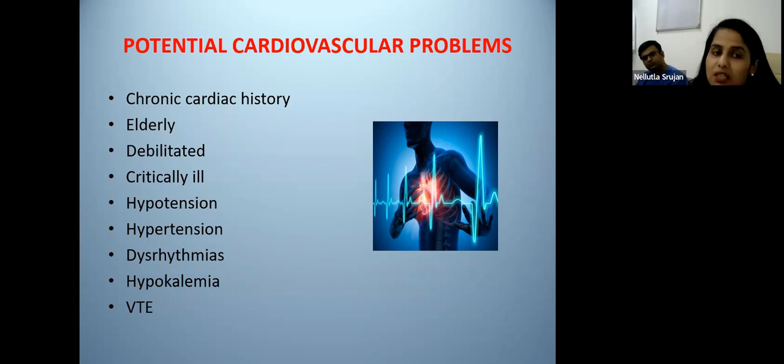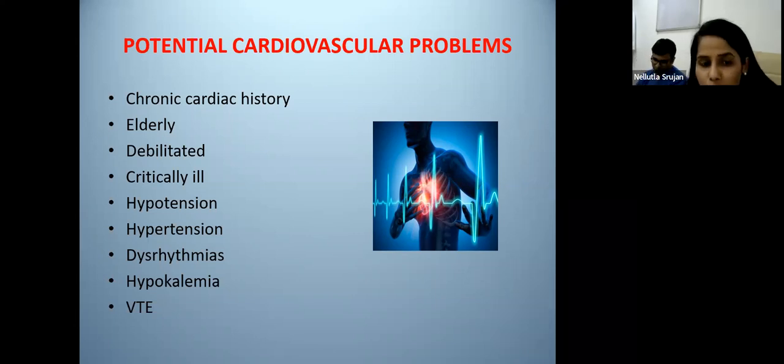ICU patients, we can take as an example. Hypotension, hypertension, dysrhythmia, we have to check the rhythms. Is there any deviation over there? Are any elevations being found? We have to check into that. And hypokalemia, then VTE. What is VTE? That is venous thromboembolism. That is nothing but a clot in the veins, which is a very serious condition, and the nurses should be alert in such situations.